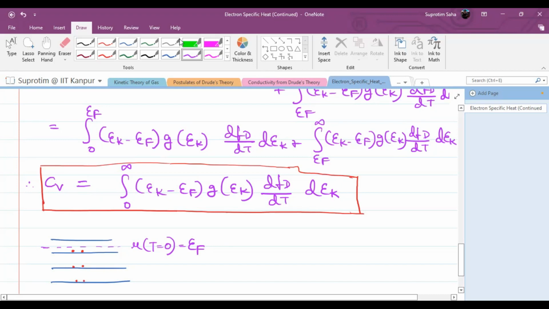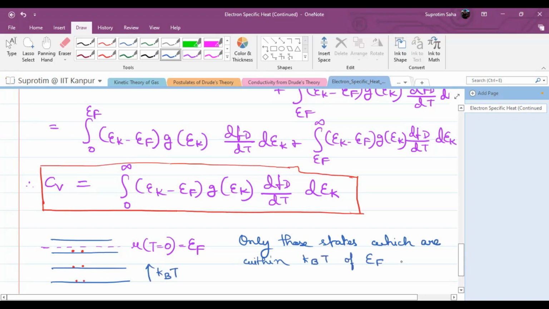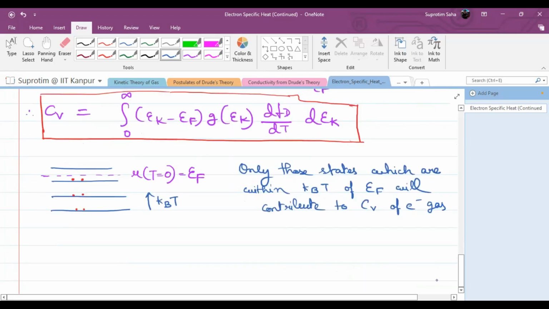So just briefly write this. Only those states which are within kBT of EF, if you supply kBT of energy, will contribute to Cv of the electron gas.